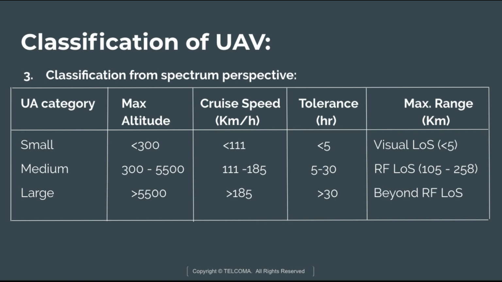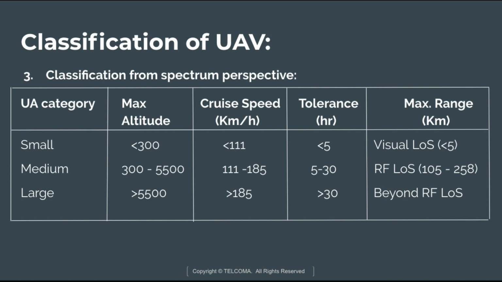So from the spectrum perspective, it means to categorize based on the amount of spectrum required for the operation of a particular category of UAS. Like the UA category, that is the small category, will fly at a height of less than 300 meters, and its cruise speed is less than 111 km per hour, and its endurance is less than 5 hours, and maximum range is less than 5 meters, according to the visual line of sight. Then there are medium and large.